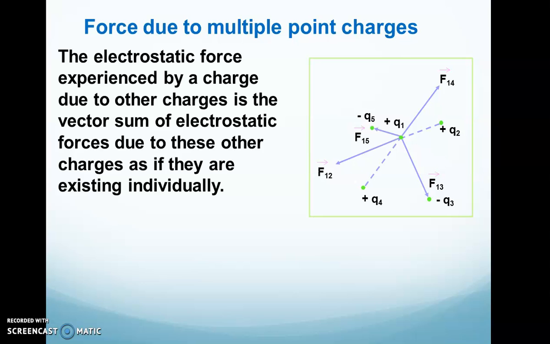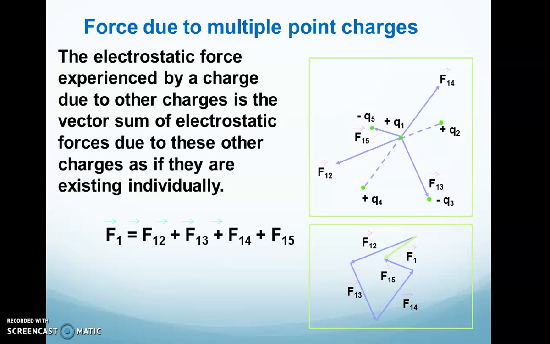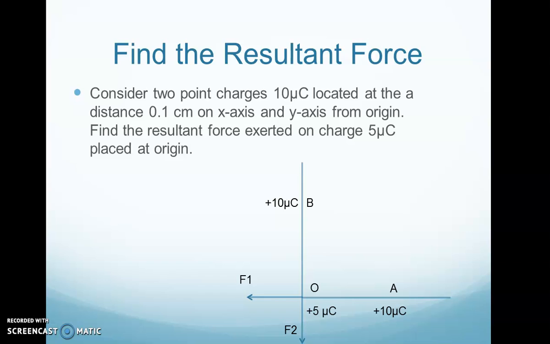This is force due to multiple point charges, and that should be like this. We have to draw the polygon, and the closing side of the polygon, the vector taken in reverse order, will be the resultant. This resultant is F1. So this is the resultant force. Now F1 is equal to the vector sum of all individual forces, right? Now we are solving a few questions on this force due to multiple point charges.